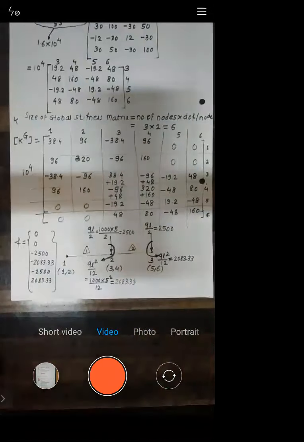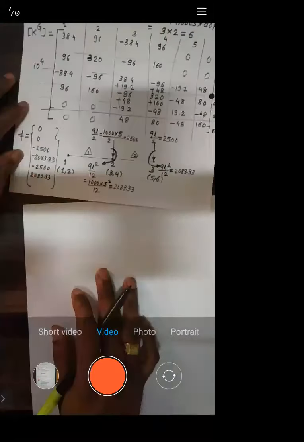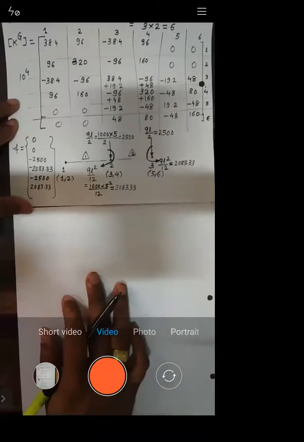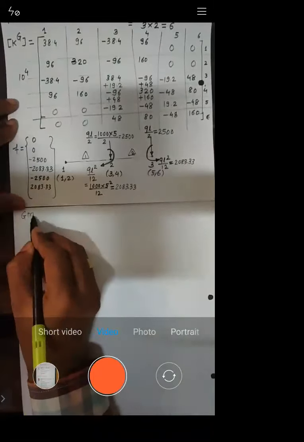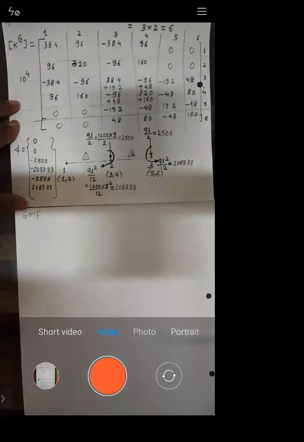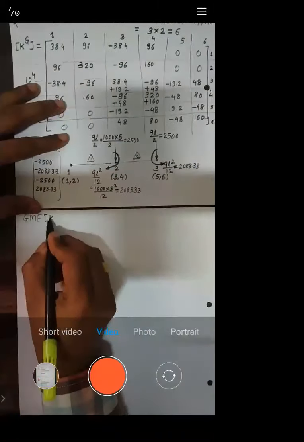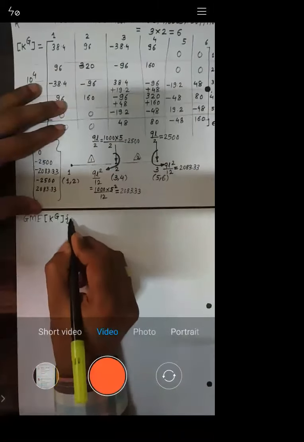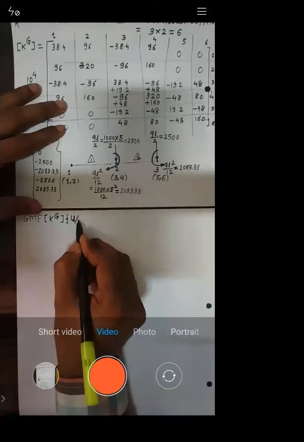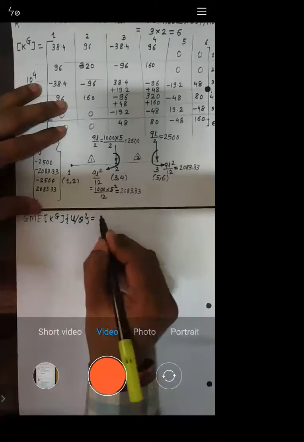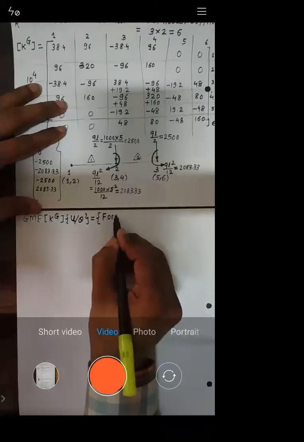Right. Now see, once we have these force matrices, now we can write down the global matrix equation. So what is your global matrix equation? GME, that you used to call it as GME. The global stiffness matrix equation is given by the global matrix multiplied by displacement, that will be either V or theta, is given by force or moment.